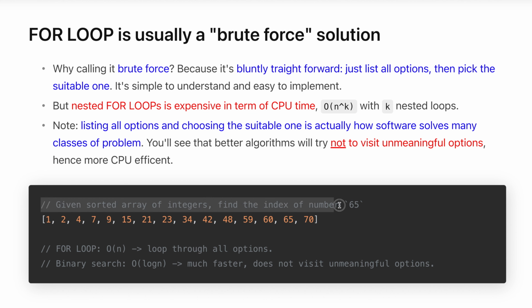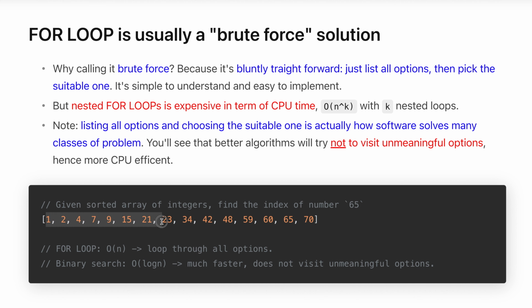Let's have a look at this example. We have a sorted array of integers from small number to big number, and we are asked to find the index of number 65. So if we think about a brute force solution with our for loop, we can just visit every single element in this array until we see 65, and then we're gonna return the index of 65. It's that easy.